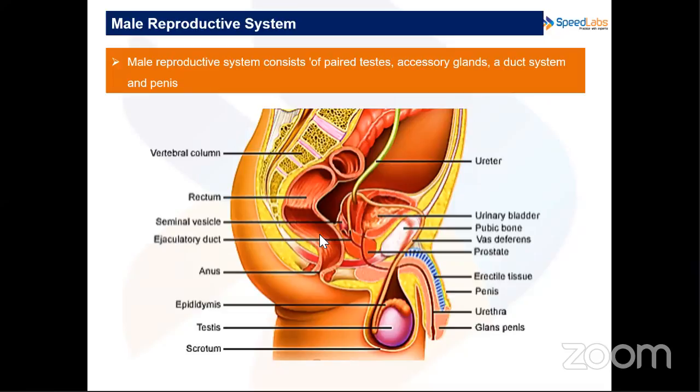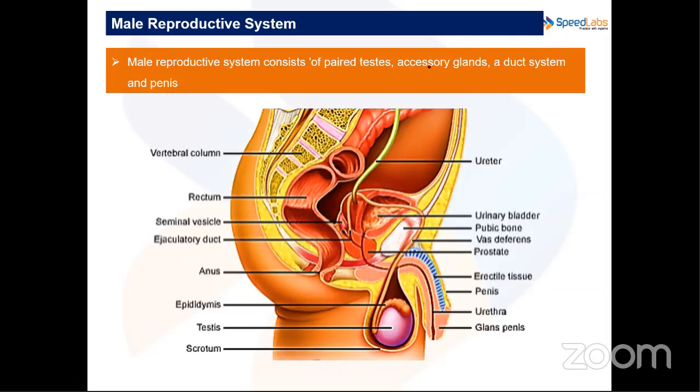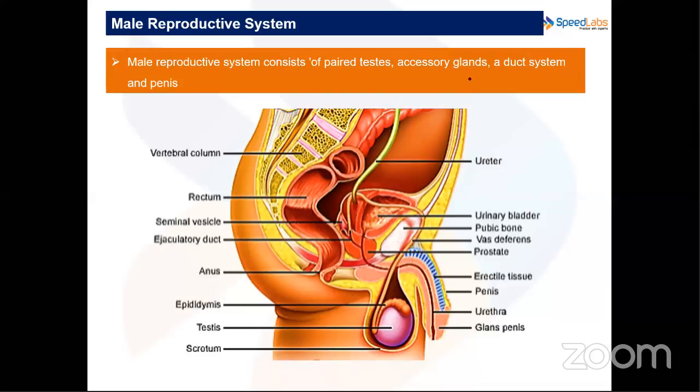Okay, so this slide, as you can see, shows the male reproductive system consists of paired testis, accessory glands, a duct system and the penis. What I told you is the same thing given over here. The penis comes in the external genitalia. You have paired testis, which is the primary sex organ. Then you have accessory glands. There are three accessory glands: the prostate, the seminal vesicle, and Cowper's glands.